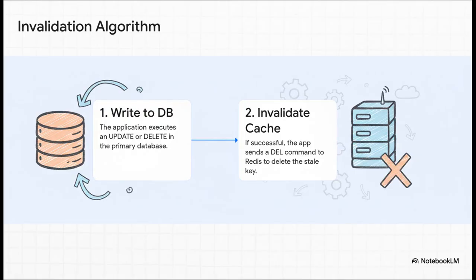So, your application updates a user's record in the database. If, and only if, that update is successful, the very next thing it does is send a delete command to Redis for that user's cache data. This guarantees that the next time someone asks for that data, it'll be a cache miss, forcing a trip to the database to get the fresh, updated version.